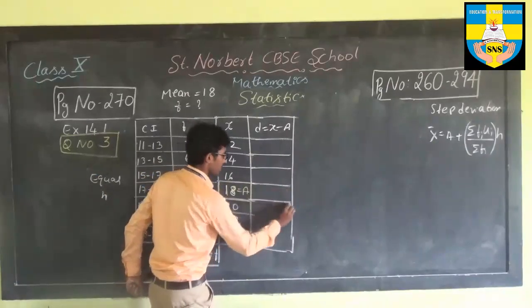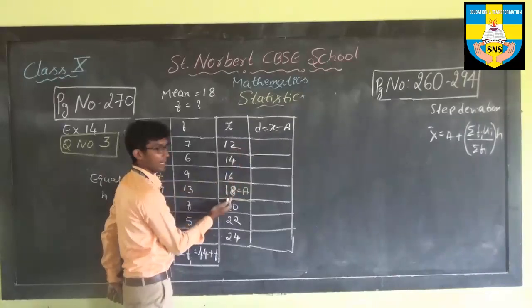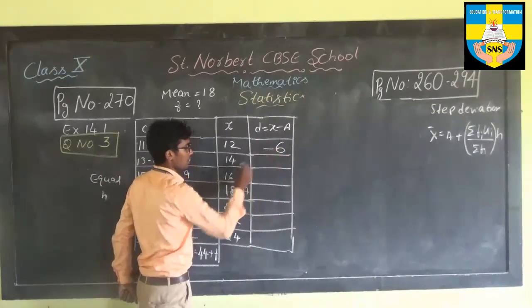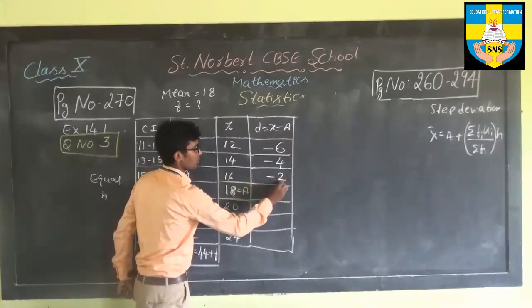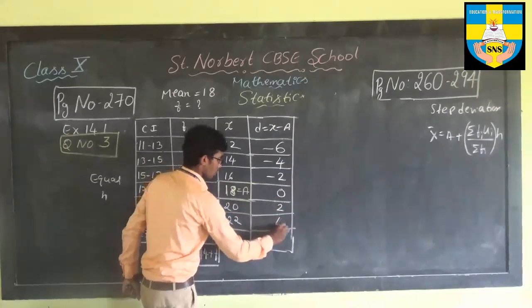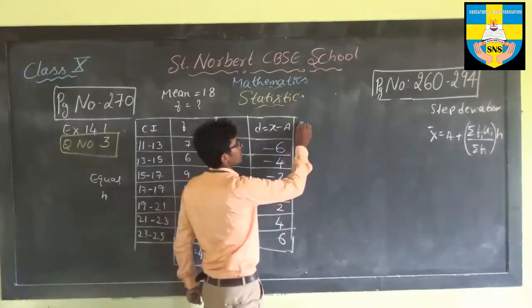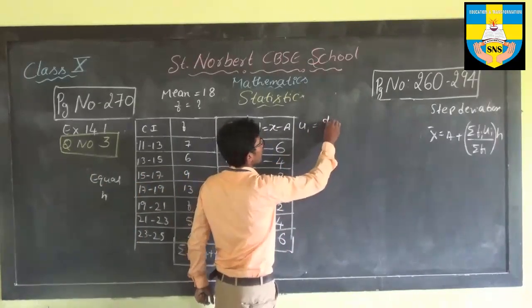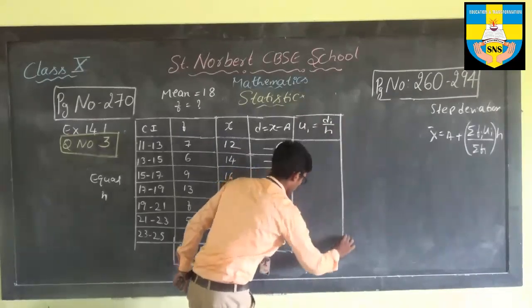Then X minus A. What is X minus A? X is 12. 12 minus 18, minus 6. 14 minus 18, minus 4. This is minus 2, 0, 2, 4, 6. After getting D, let us calculate Ui. Ui can be calculated by Di by H.